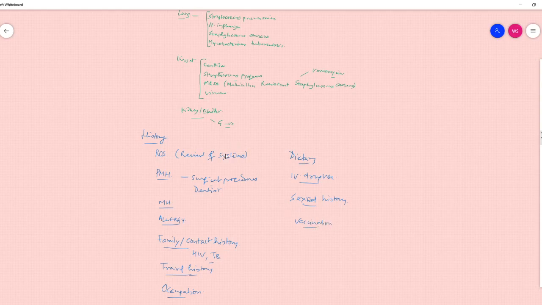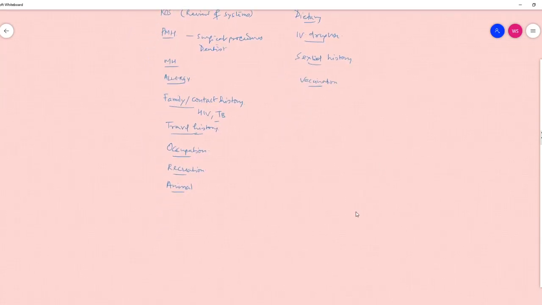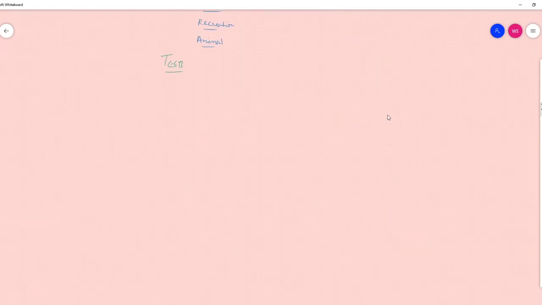Okay, so a properly taken history can point us to clues regarding the causative organism, which in turn would help us to choose the drug. Then what could we do? We could use some tests to diagnose the infection, if any.